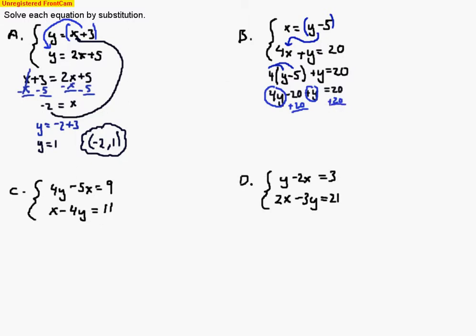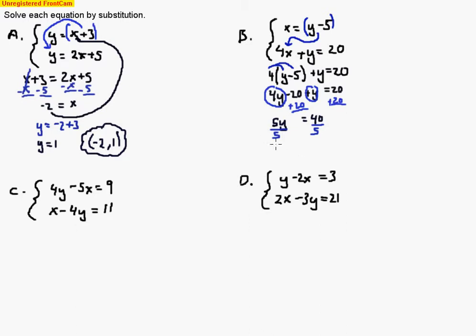So the 4y plus the 1y gives me 5y. And this all equals now 40, because 20 and 20 made the 40. From that point, I need to get rid of that coefficient of 5. So I'm going to do another opposite operation. I'm going to divide by 5. And that's going to give me 8.